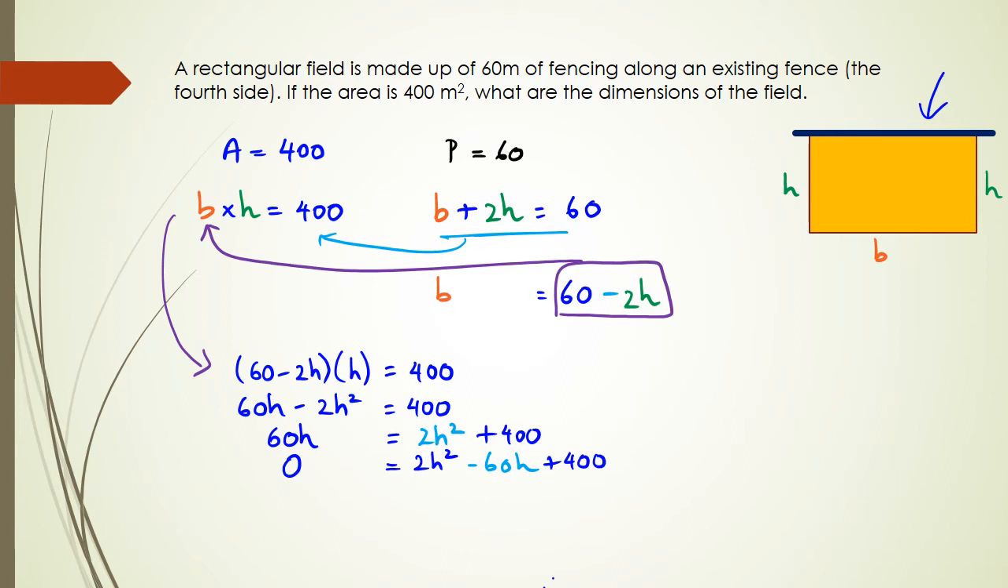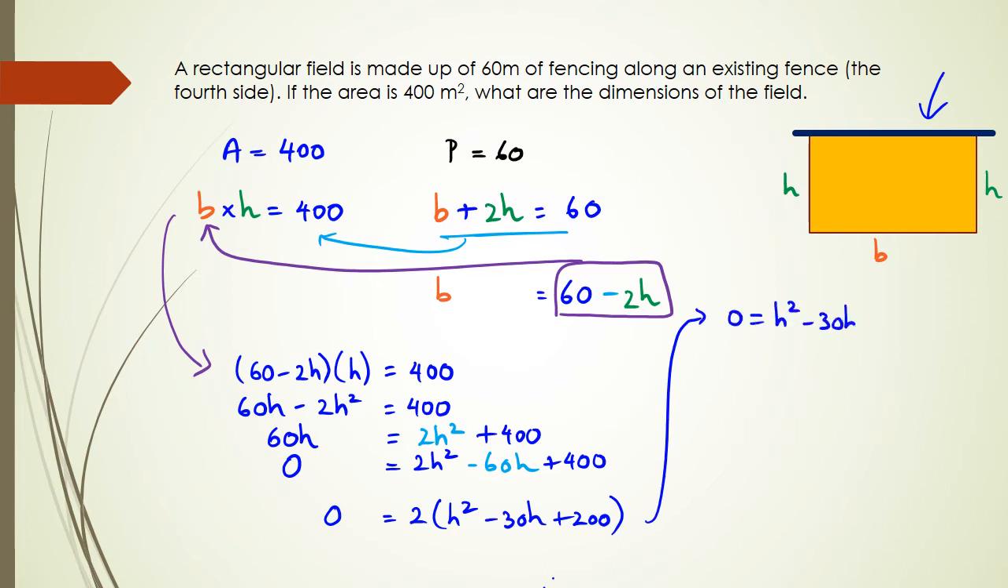So at this point, I've actually got a quadratic. And again, this is a quadratic with a value of greater than 2. But the one thing is that everything has got a factor of 2. So I can actually rewrite this as 0 is equal to 2 multiplied by h squared minus 30h plus 200. Okay, and now 0 divided by 2 is 0, which means I got a nice quadratic that looks like this. 0 equals h squared minus 30h plus 200.